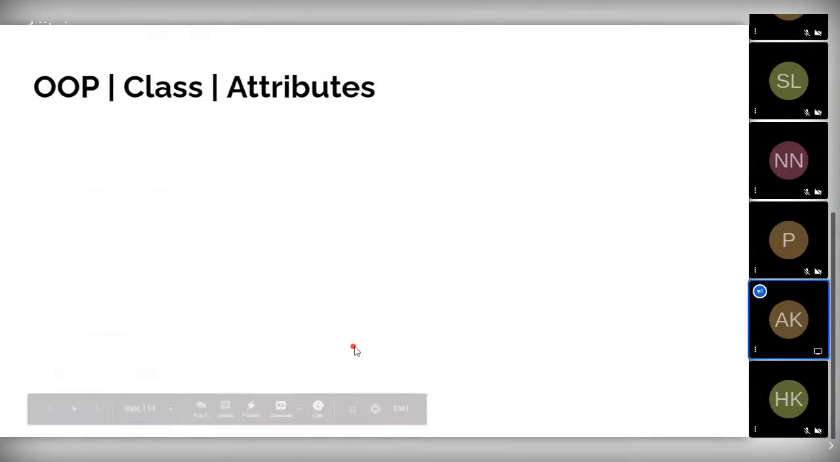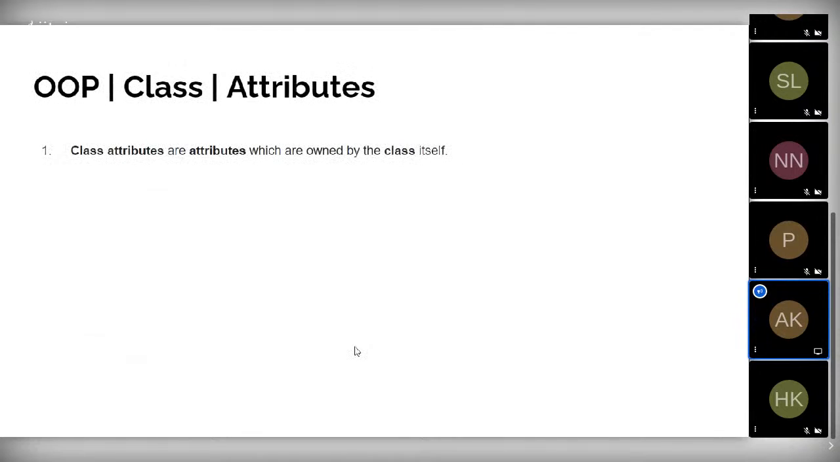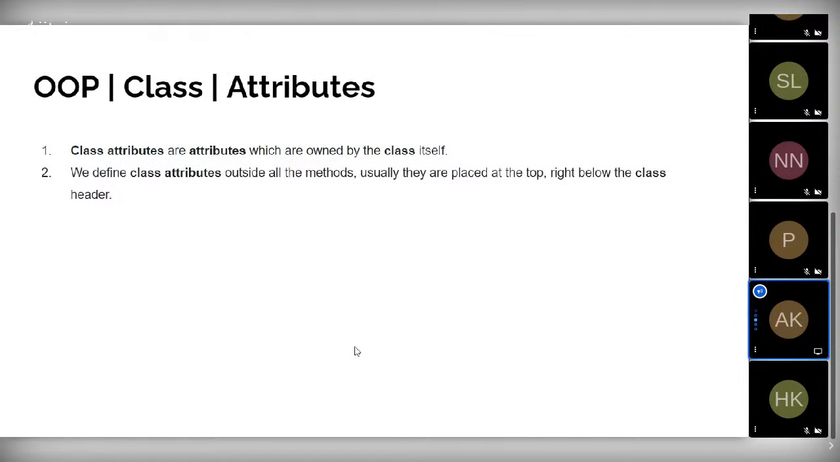So next, I told you that in object oriented programming we have attributes that are related to the object. So how will we attach attributes to the class? First, class attributes are attributes which are owned by the class itself. So these attributes are related to the class only. Now we define class attributes outside all the methods.